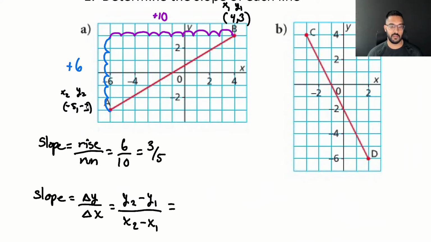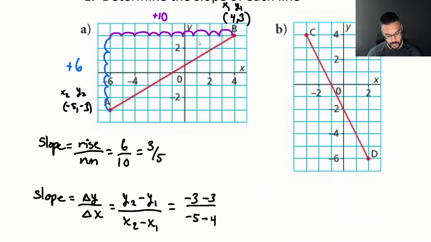The choice that you make there really doesn't matter. If you want to make the B point your point 2, that's okay too, as long as you let A be point 1 and as long as you plug them in the right place. You really can't mix and match here. It won't work out. So y2 is going to be negative 3, and we need to subtract 3, because that was what y1 was. So underneath, x2 is negative 5, and we'll subtract 4.